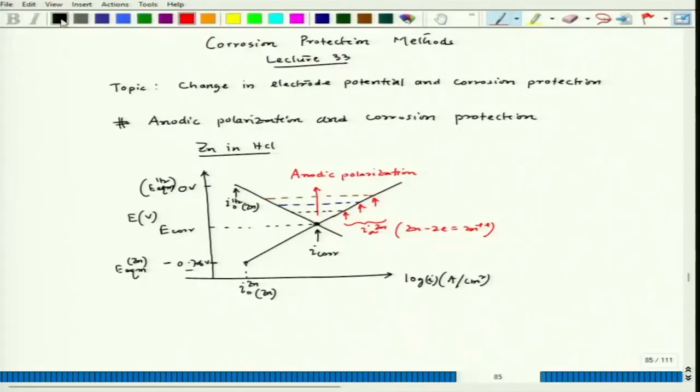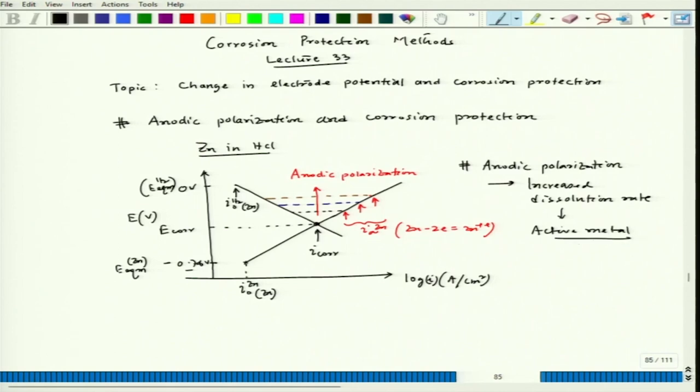So this is basically what happens with this particular behavior: anodic polarization increases the dissolution rate, just like what we have shown here in the case of an active metal in an electrolyte.